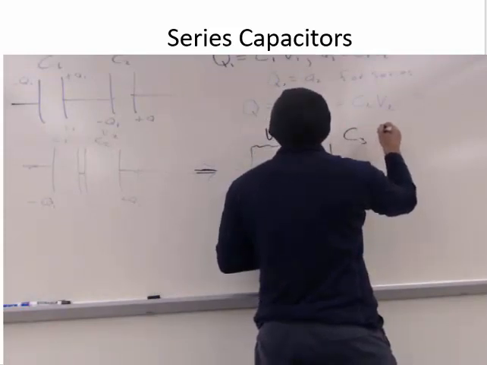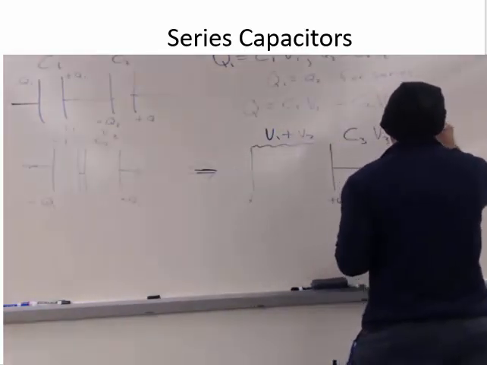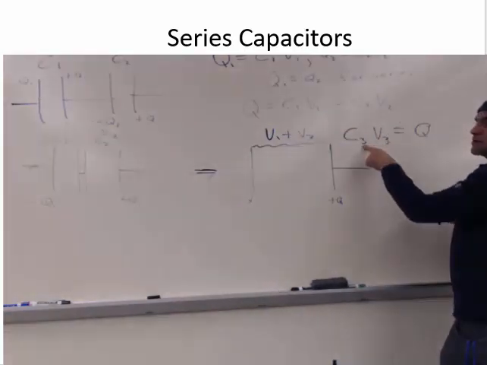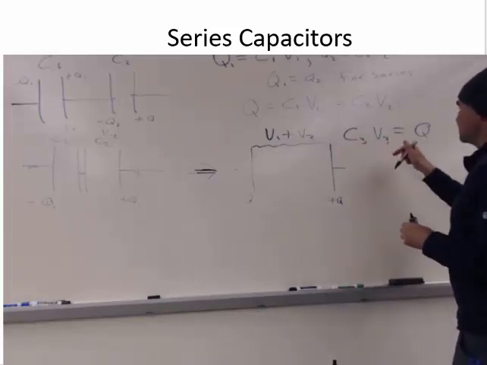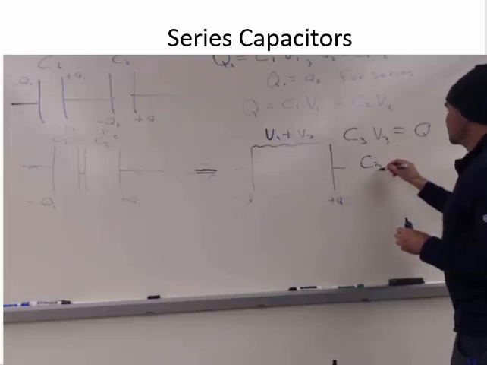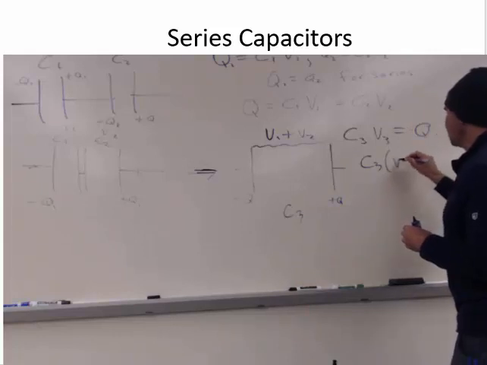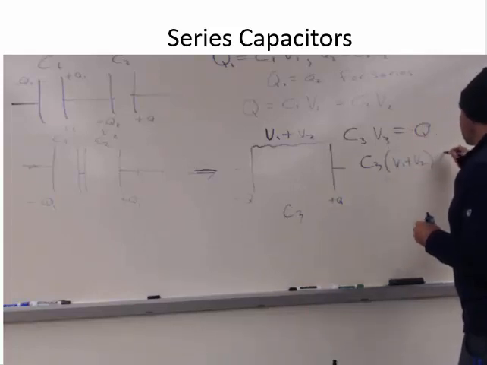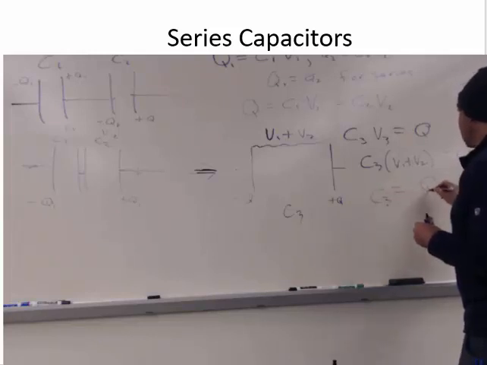So C3 times V3, which is V1 plus V2, is also equal to the same Q. These are the equations I can use to figure out what C3 is going to be. I'm going to say C3, which is the equivalent capacitance, times V1 plus V2 is equal to Q. So C3 is equal to Q divided by V1 plus V2.